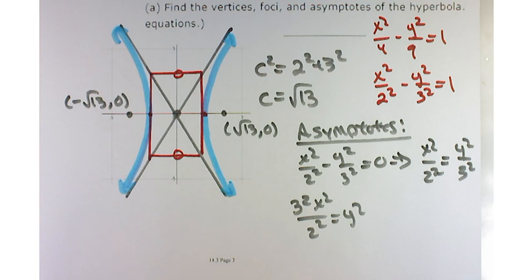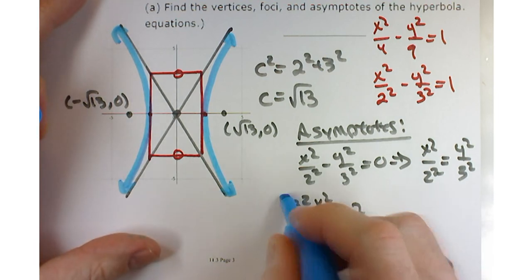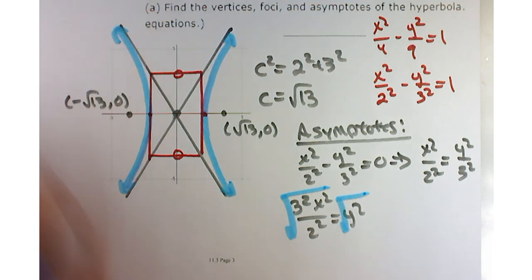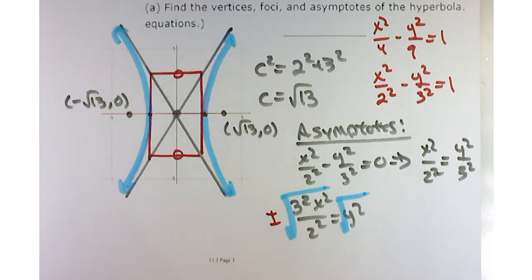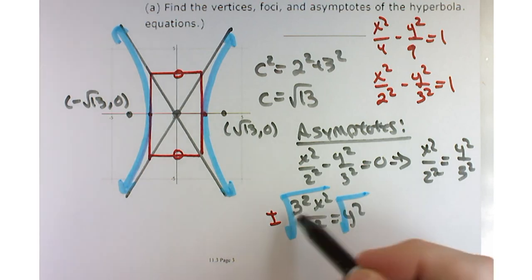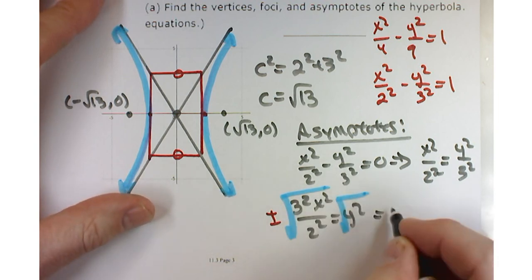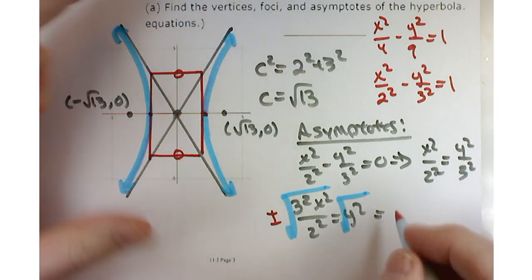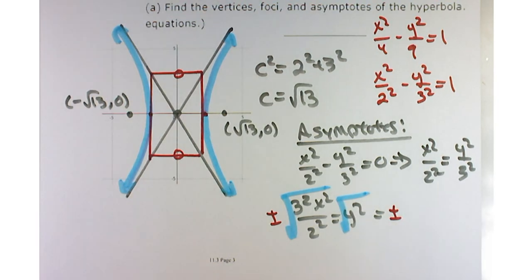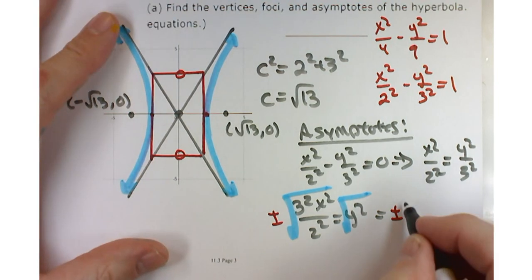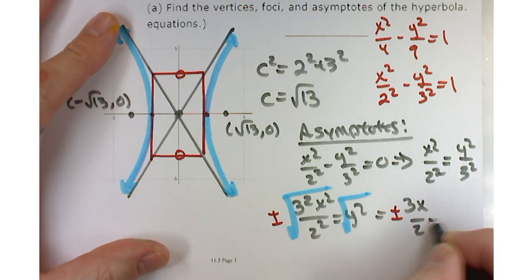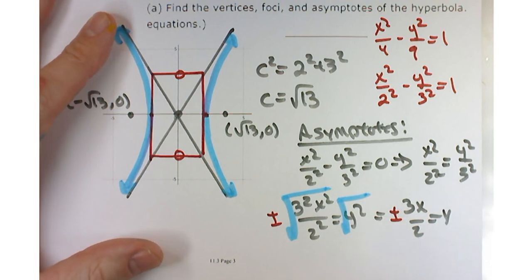And now let's take the square root on both sides. So square root here, square root here. On the left-hand side, let's not forget the plus or minus. The convenience here on the left-hand side is that everything's already squared. So I'll just take the square root by dropping the square and get plus or minus 3/2 x equals y. 3x over 2 equals y. Beautiful.